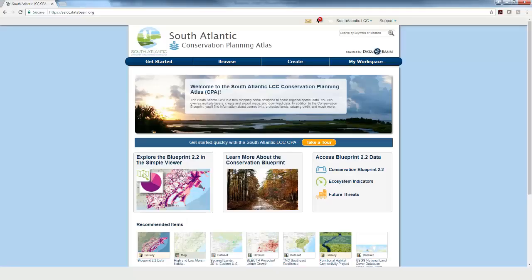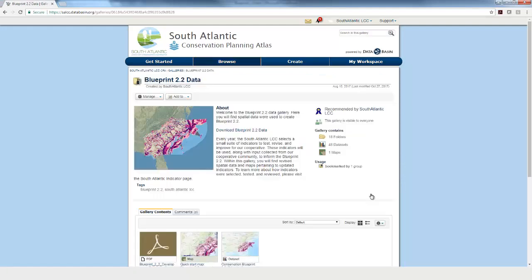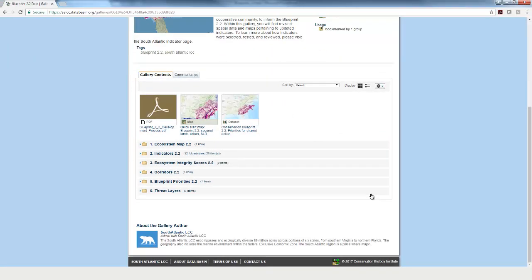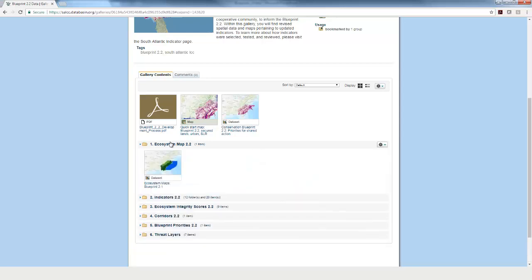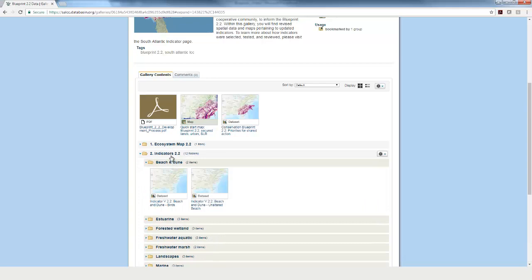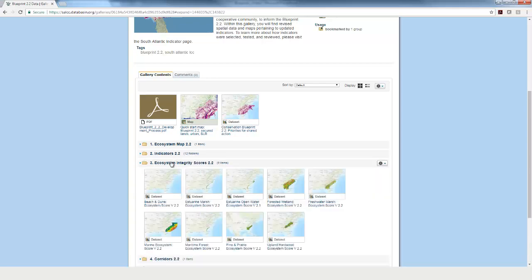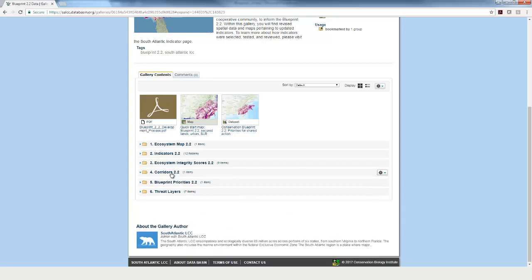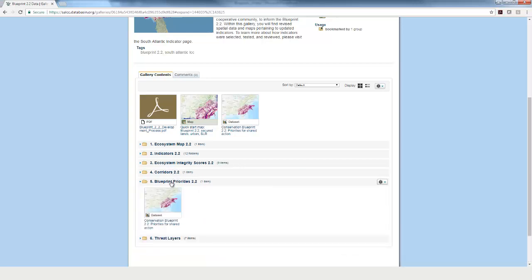If you're interested in more detail than you saw here, check out the Blueprint 2.2 data gallery on the South Atlantic LCC Conservation Planning Atlas. From the CPA homepage, you'll click Access Blueprint 2.2 Data to visit the gallery. Here you can explore all the spatial layers used to create the blueprint. That includes the ecosystem maps, the ecosystem indicators, the zonation outputs, the connectivity analysis, and of course, the blueprint priorities.